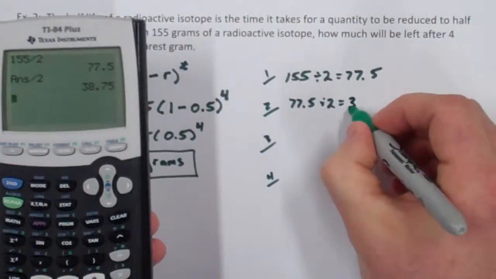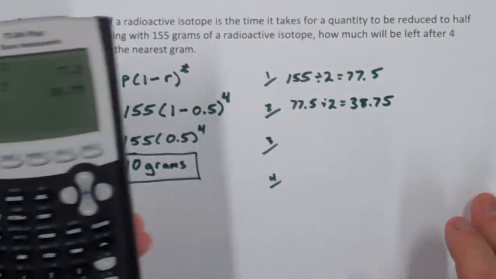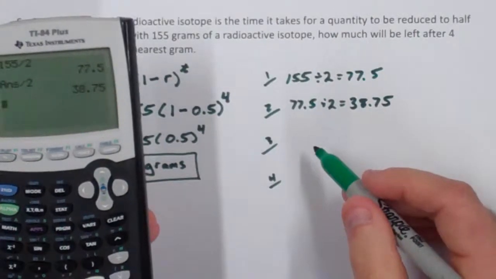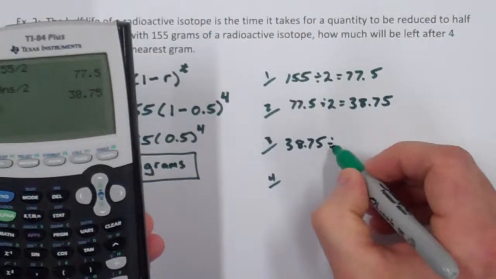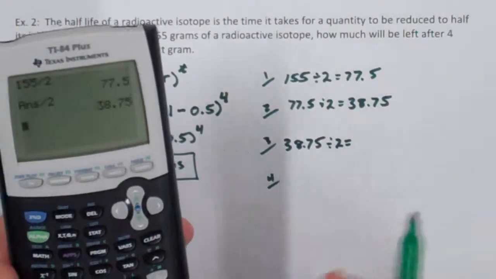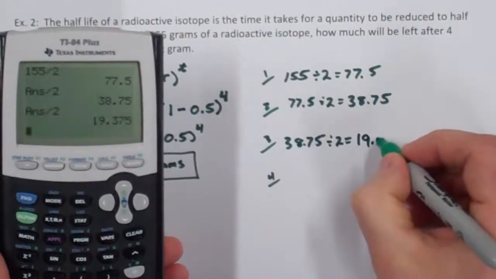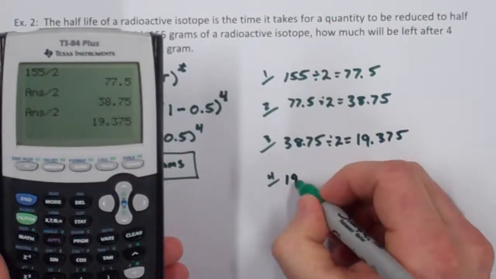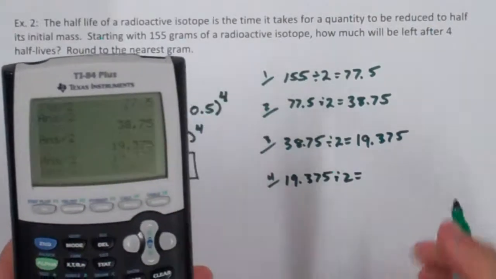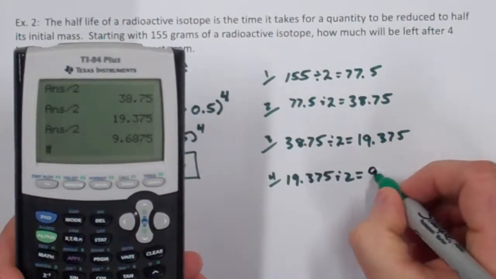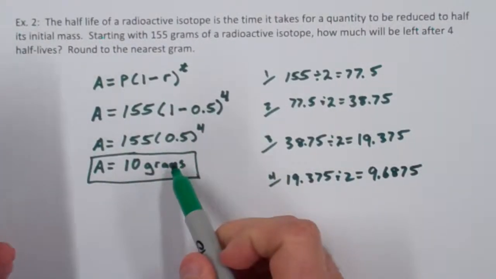We've got 38.75, and do not round at this stage of the game. If you do round now, your answer will be off. So don't do that. Keep your exact value, if you can, all the way through your calculations. We're going to divide this by 2. Again, that's going to be 19.375, and then we're going to take 19.375 and divide that by 2. And there's your 9.6875. So we've done that fairly easily using the formula.